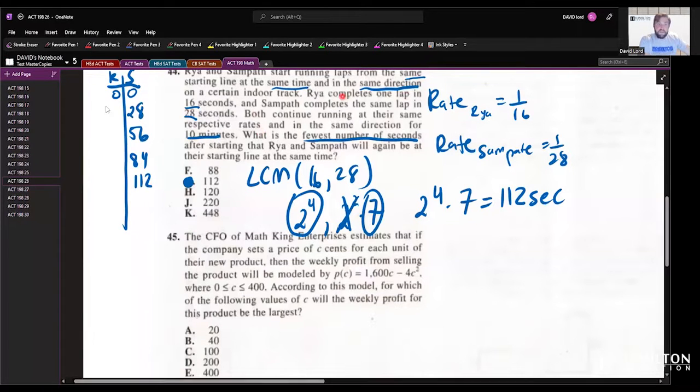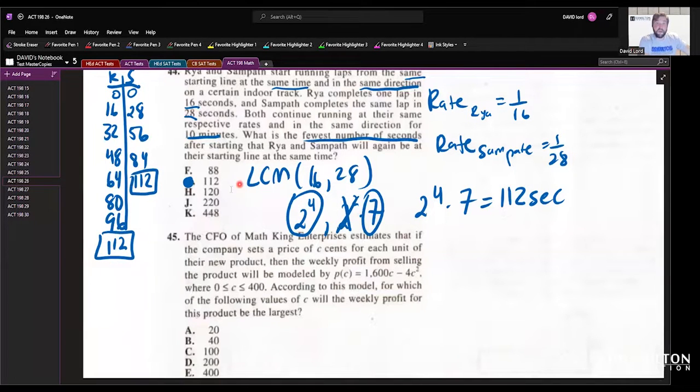And for Raya, it's every 16 seconds. So 16, 32, 48, add another 16, we get 64. So again, Raya's going much faster. She's doing a lot more laps than Sampath, but I think eventually we'll get to 112. So add another 16, we get 80, 96, and once again we get 112. So we can see that that is the first number where they both overlap again.